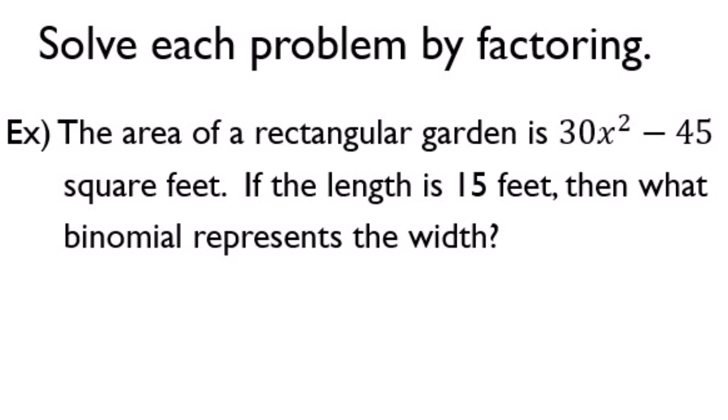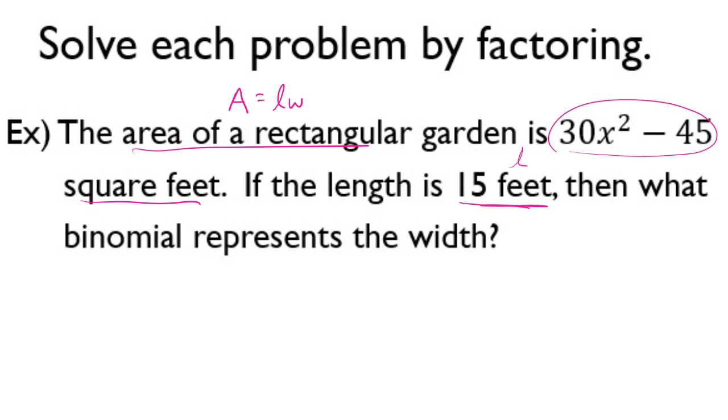Here in our other example, we have an area situation. So we know the area of a rectangle, which is length times width, of a garden is 30x squared minus 45 square feet. And the length is 15 feet, so that's L. Then what binomial represents the width?